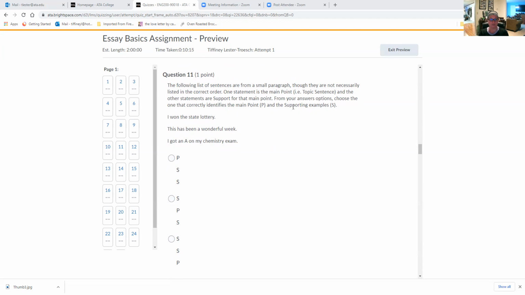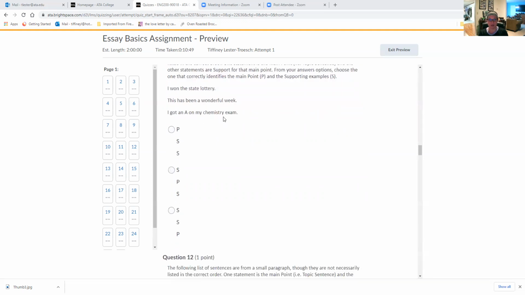So what we have here, it says the following list of sentences are from a small paragraph, though they are not necessarily listed in the correct order. One statement is the main point, in other words, the topic sentence, and the other statements are support for that main point. From your answer options, choose the one that correctly identifies the main point, P, and the supporting examples, S. There were some examples of this in the lesson, right? So make sure that you're thinking about that.